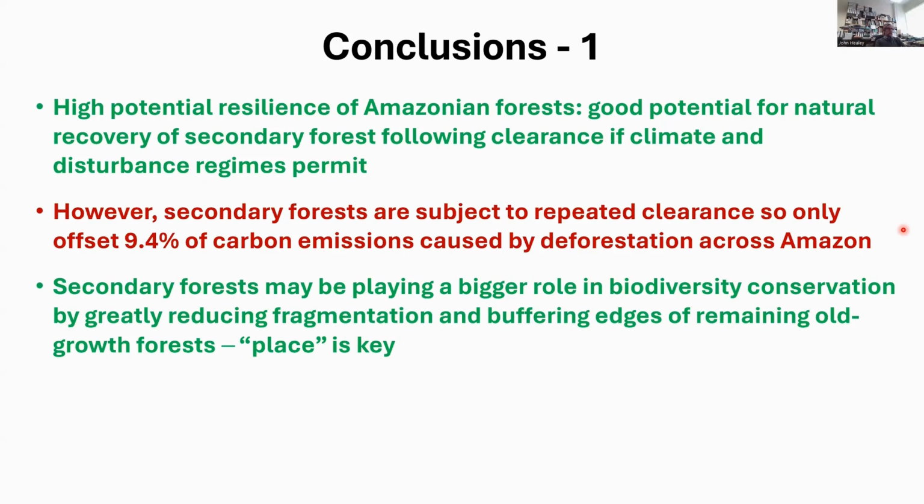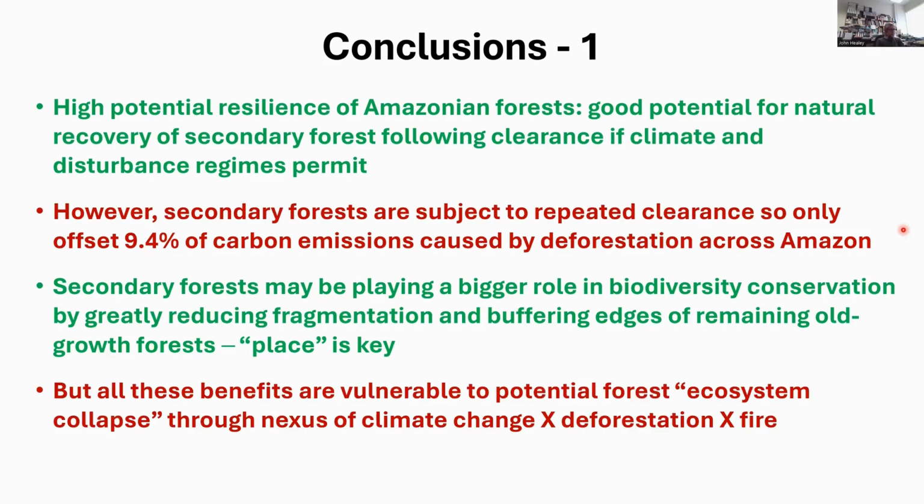Plus point, secondary forests may be playing a bigger role in biodiversity conservation by greatly reducing fragmentation and buffering edges of remaining old-growth forests, so that spatially explicit analysis, the importance of place, is key, and more of that is needed in conservation planning and policy. But all of these benefits are vulnerable to potential forest ecosystem collapse through this nexus of climate change, deforestation, and fire, and just what's happening with this increasing frequency of intense El Nino events.